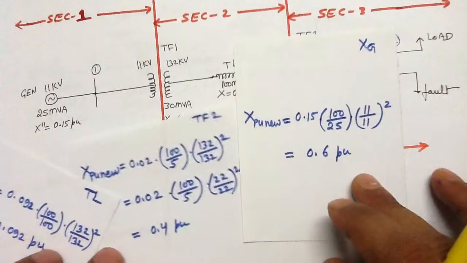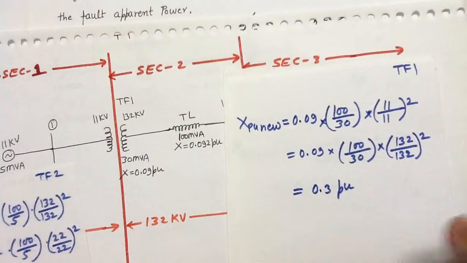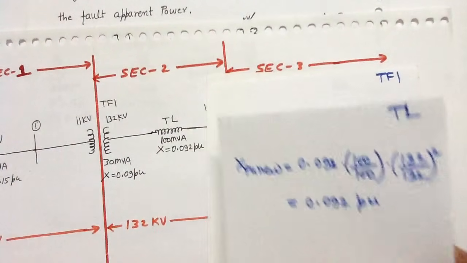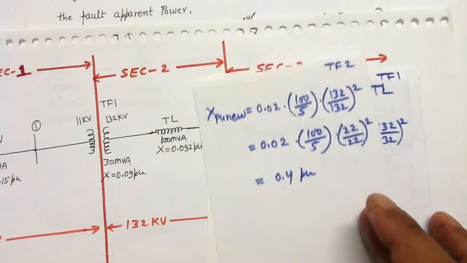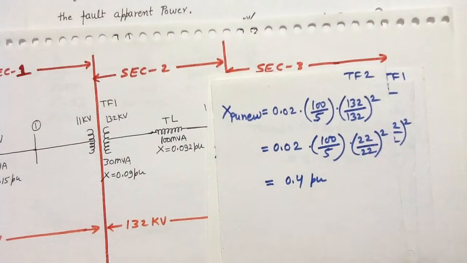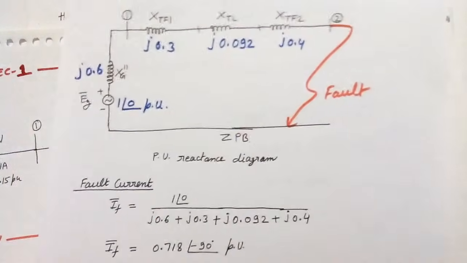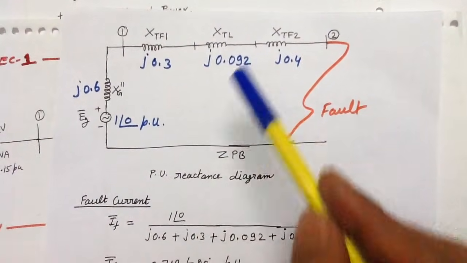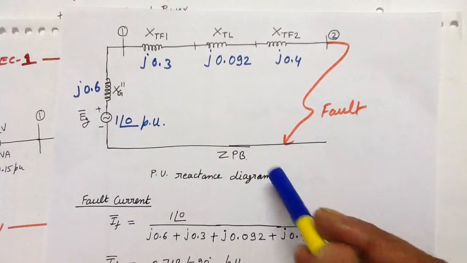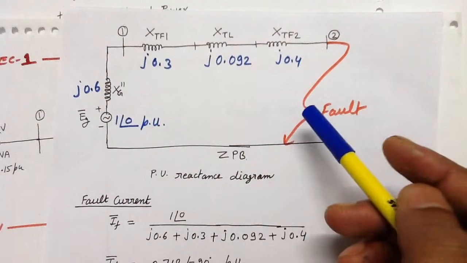So we have calculated the generator reactance, which is 0.6, the transformer number 1 reactance, which is 0.3 per unit, transmission line reactance, which is 0.092 per unit, and the transformer number 2 new per unit reactance is 0.4 per unit. We can put all the values in this figure. So this is the per unit reactance diagram with all the per unit values.